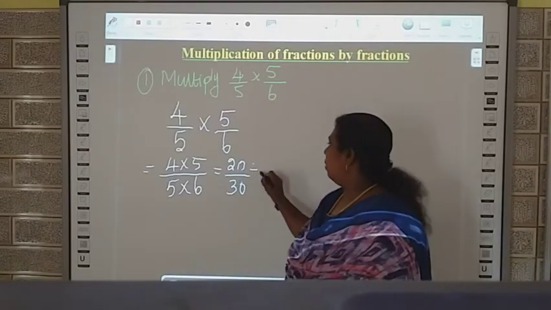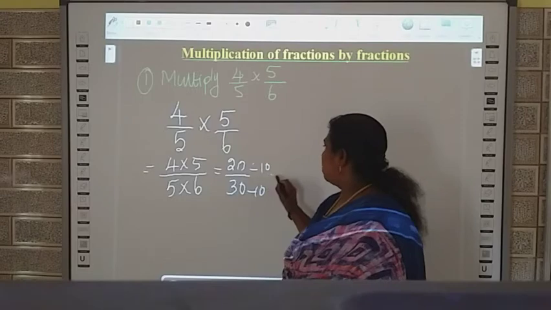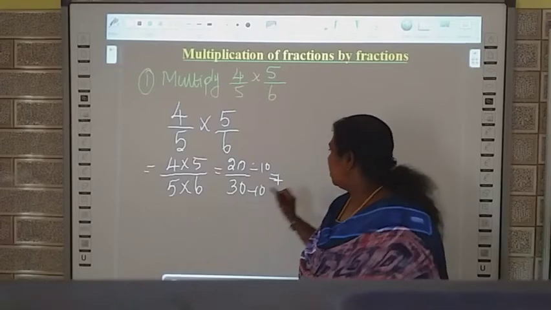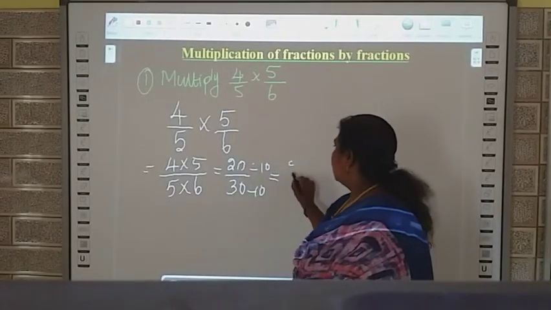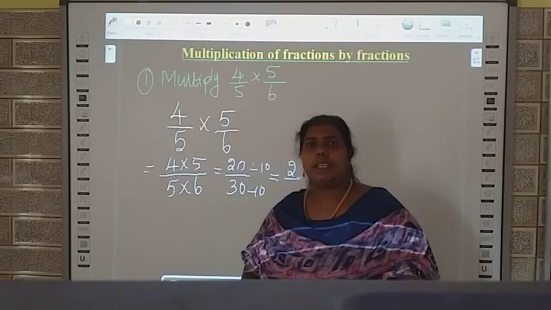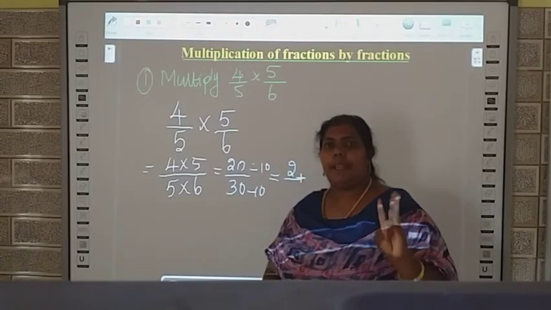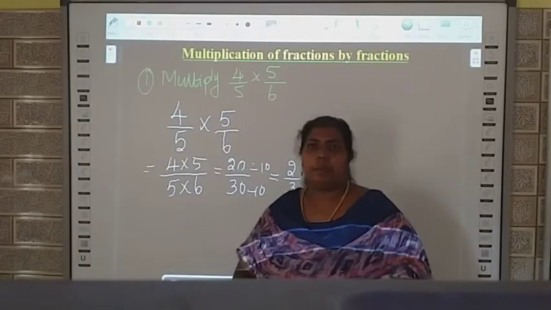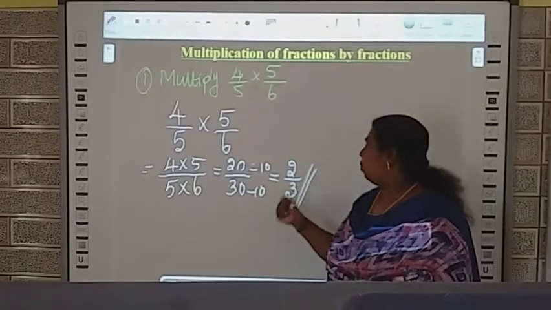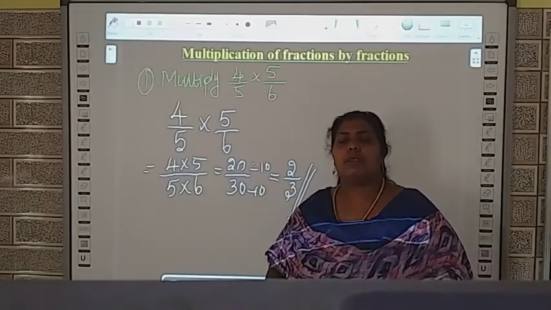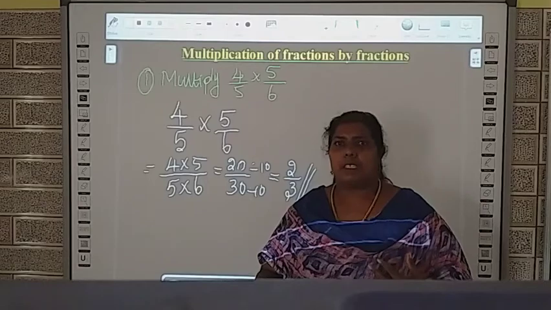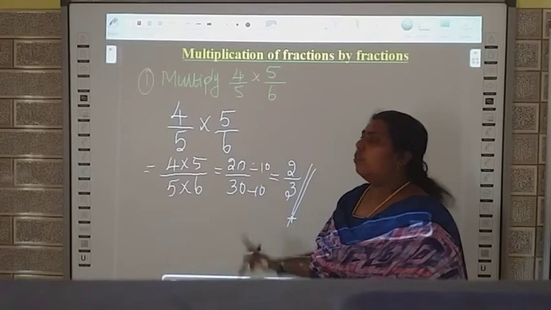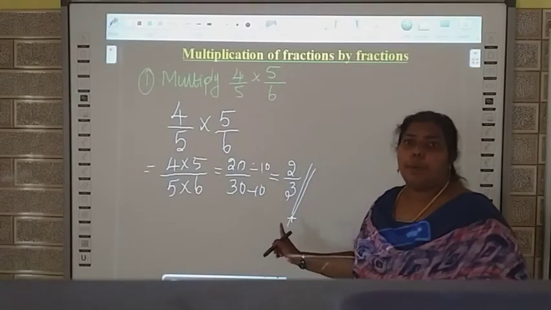If you divide 20 by 10, what will we get? 2 times 10, the 10th table, so 2. And 30 divided by 10, how many times? 3 times will come, right? So here 3. Is this proper or improper? Proper fraction, 2 by 3. If you get an improper fraction, what do we have to do? We have to convert it to a mixed fraction. So this is the answer: multiplying these two fractions, we get the proper fraction 2 by 3.